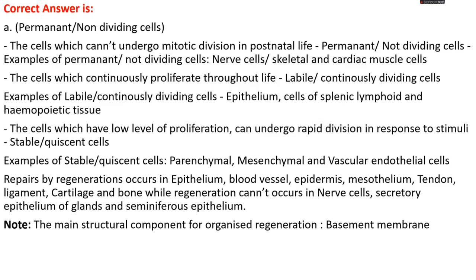While the cells which have a low level of proliferation and undergo rapid division in response to a stimulus are known as stable and quiescent cells. Examples of stable and quiescent cells are parenchymal, mesenchymal, and vascular endothelial cells, such as the epithelium in blood vessels, epidermis, mesothelium, tendon, ligament, cartilage, and bone.